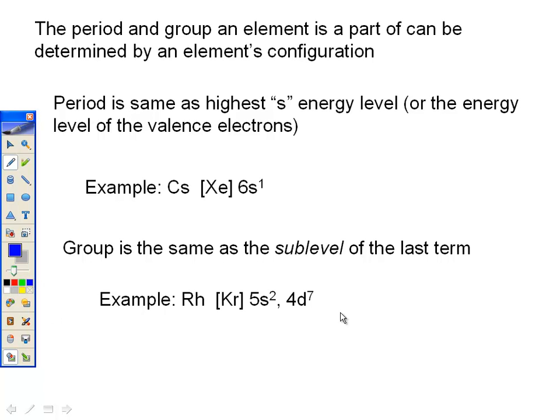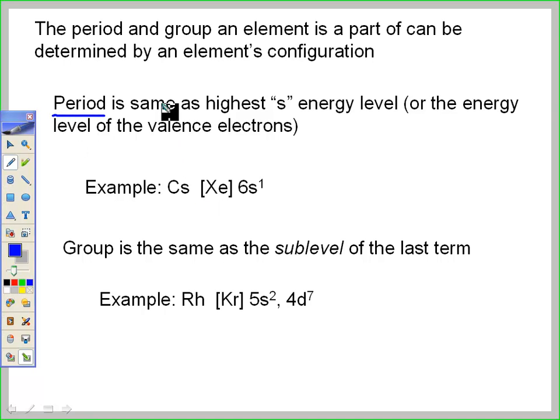So the first thing we're going to talk about is the period. The period that an element is in, so the horizontal row, is the same as the S energy level, or where the valence electrons are. So if I have this example here, which is cesium, here is the kernel notation for cesium, and remember, in a kernel notation, the valence electrons are always visible. So my valence electrons are in the 6th energy level. It's also corresponding to S. So because the valence electrons are in the 6th energy level, that means cesium is in the 6th period. And if you look on your periodic table, cesium is number 55, and it is indeed in the 6th period.